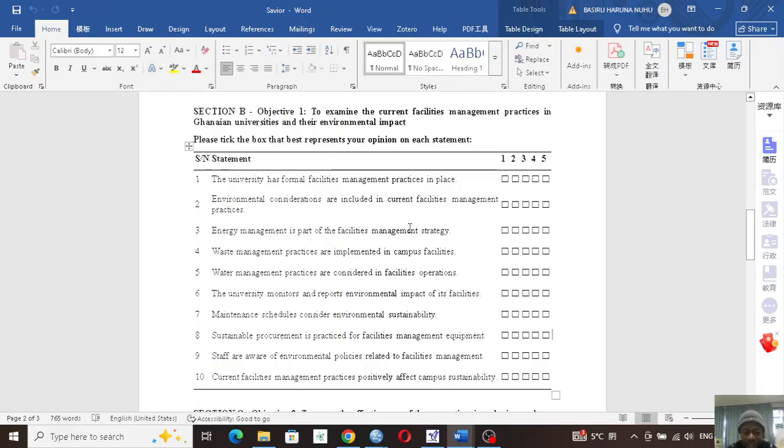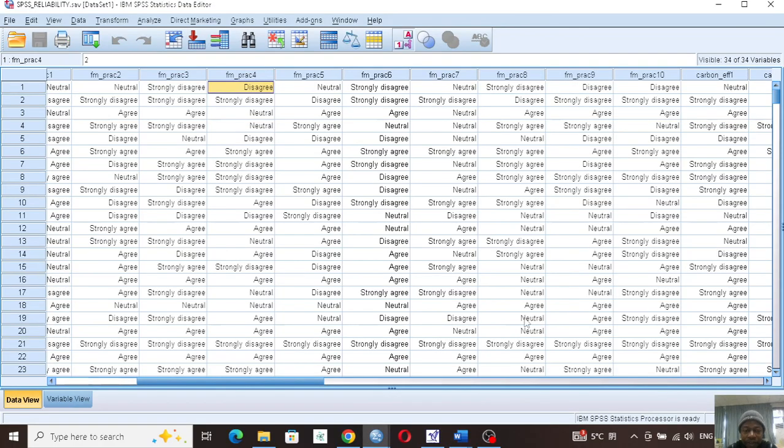So in reliability, we want to see whether these items measuring the current facility management practices behave consistently. They have a lot in common. That is what the reliability is about. So now let's go back to the data.